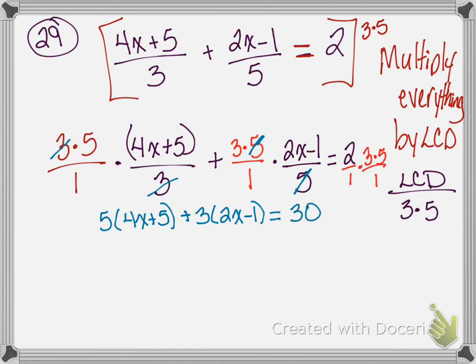And that's 30. At this point, this is likely an equation that you know how to solve. And it's not a quadratic because nothing in here is x squared. That's why it's not a quadratic. So I have 5 times 4x, which is 20x. 5 times 5 is 25. 3 times 2x is 6x. 3 times negative 1 is negative 3.